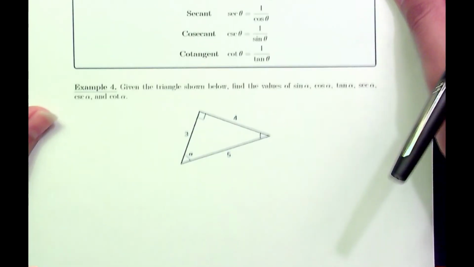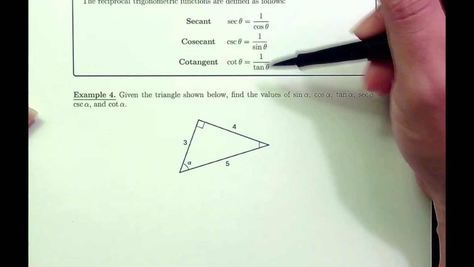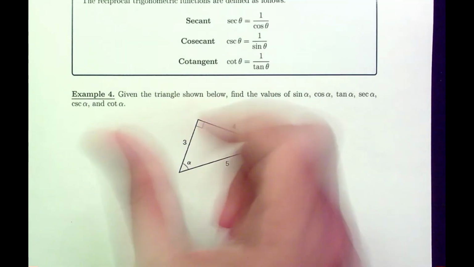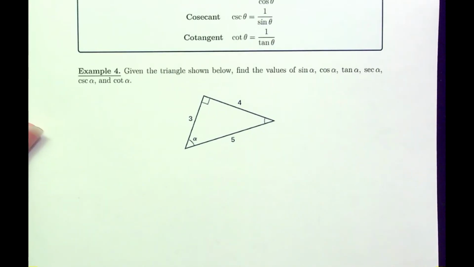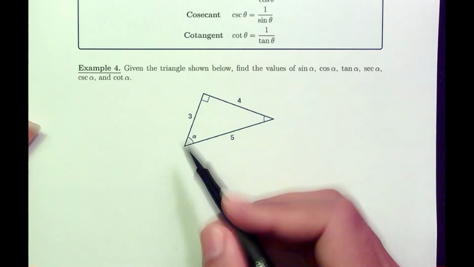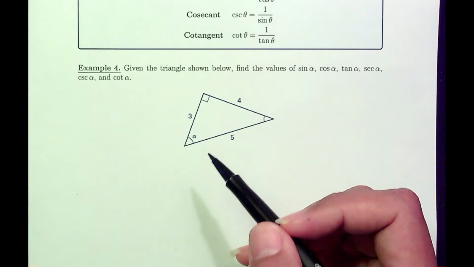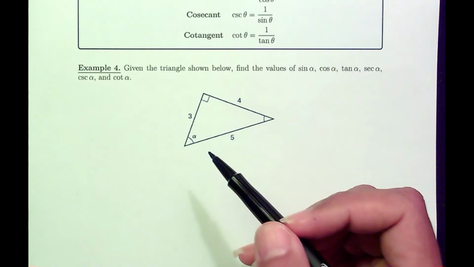Okay, so again, this is just really easy because once you find sine, cosine, and tangent, all you have to do is find their reciprocals. That's it. So let's look at this example. Given the triangle shown below, find the values of sine of alpha, cosine of alpha, tangent of alpha, secant of alpha, cosecant of alpha, and cotangent of alpha. Basically, find the values of all 6 basic trigonometric functions.